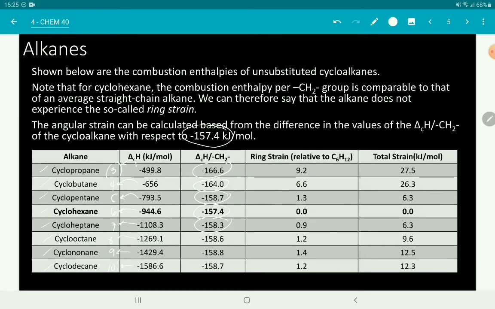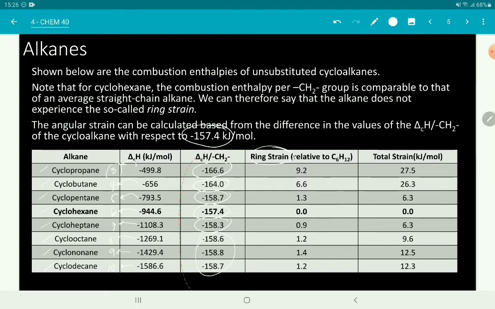Dito, naman, mas varied na. Meron tayong 160 something. Meron tayong mga 158. So, medyo mas malaki na yung difference. Okay? Ibig sabihin, merong issue or merong strain added or energy added kapag nagiging ring yung iyong chain. So, that is called the ring strain.